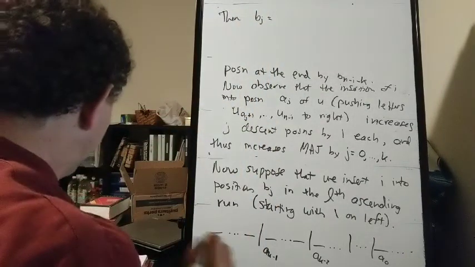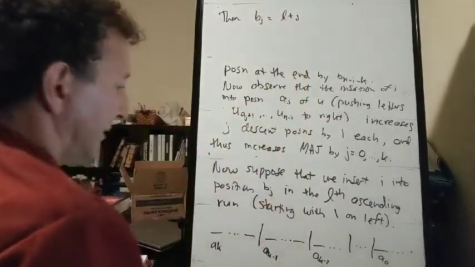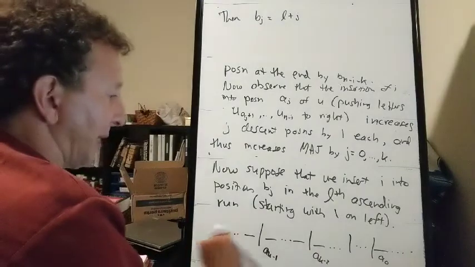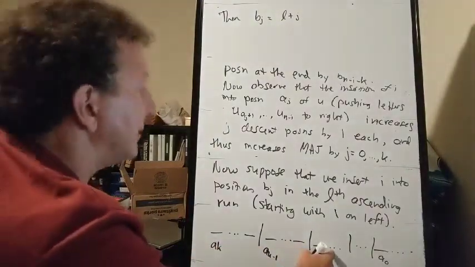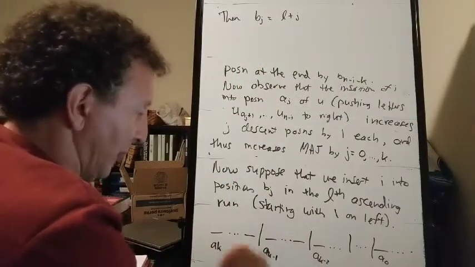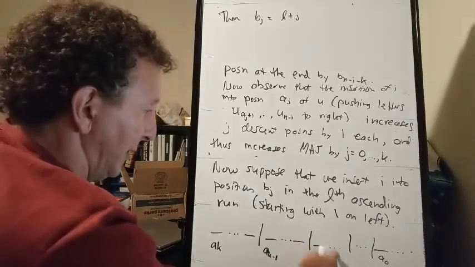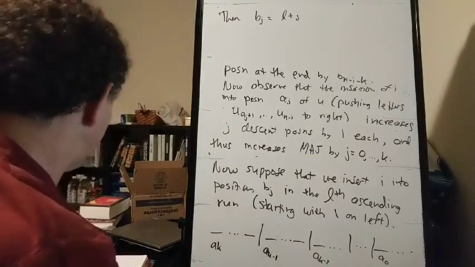So then this index bj has to be L plus j. So it's the jth position from the left that isn't one of the a's. But if we're in the nth ascending run, then L of these positions have a's in them. So our position bj is equal to L plus j.